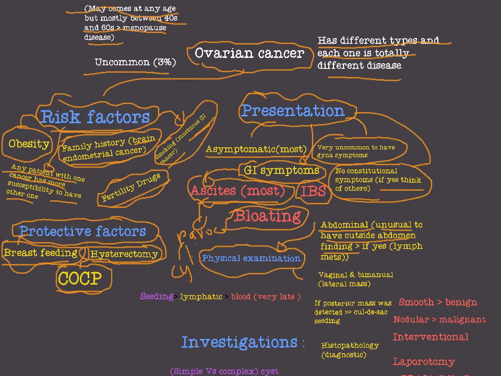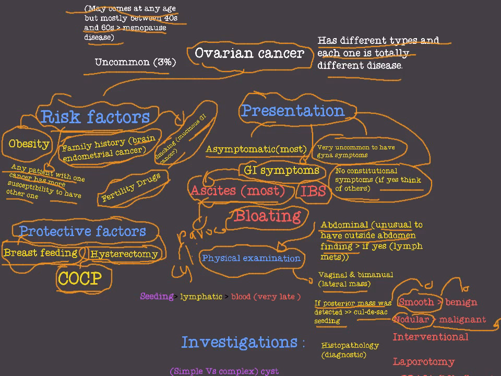After the abdominal examination, we move to the vaginal and bimanual examination. By bimanual examination, we can find the lateral masses. If we find a posterior mass, then we have to know that there is cul-de-sac seeding. Take care of a point: when the mass in the cul-de-sac, or in the posterior aspect of the uterus, is smooth, then mostly it is a benign condition. When it is nodular, then it is mostly a malignant condition like ovarian cancer. So this is about a posterior mass.